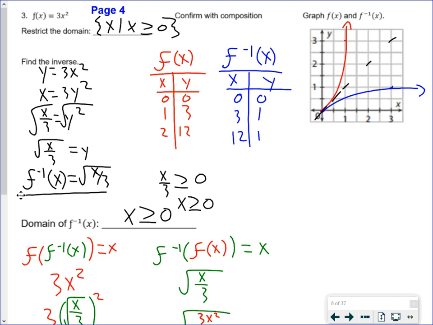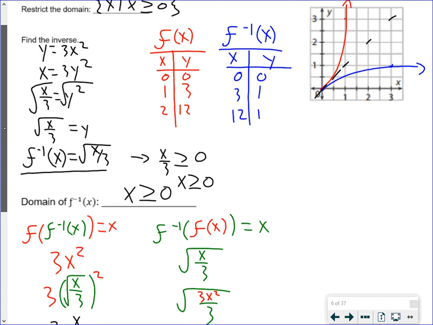We're just going to set everything underneath the square root to be greater than or equal to 0, like I did right here. So we get that x over 3 is greater than or equal to 0, multiplied by 3 on both sides, and we get that x is greater than or equal to 0. And that's what our domain is going to be.